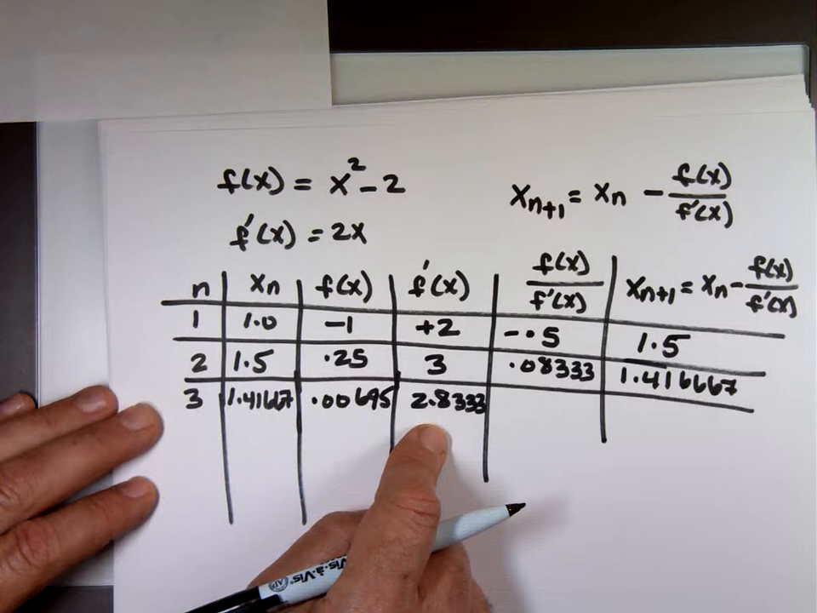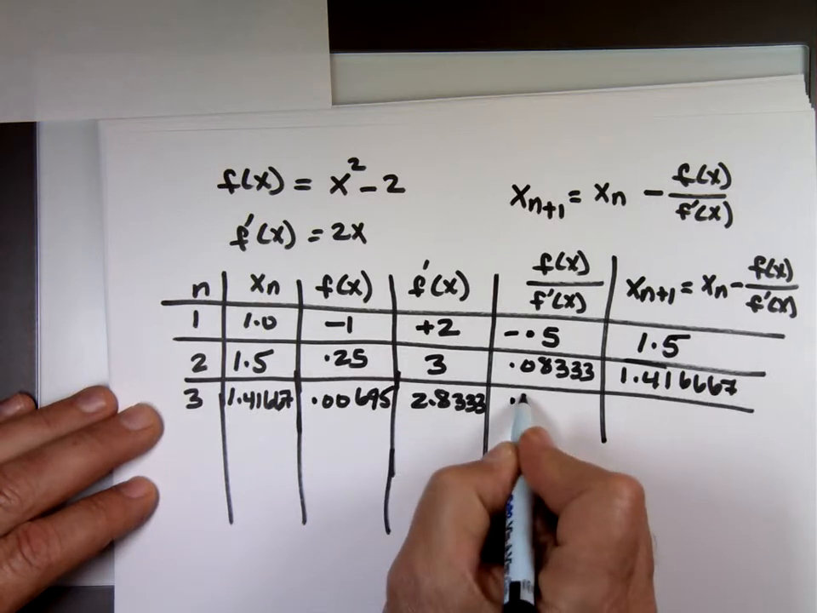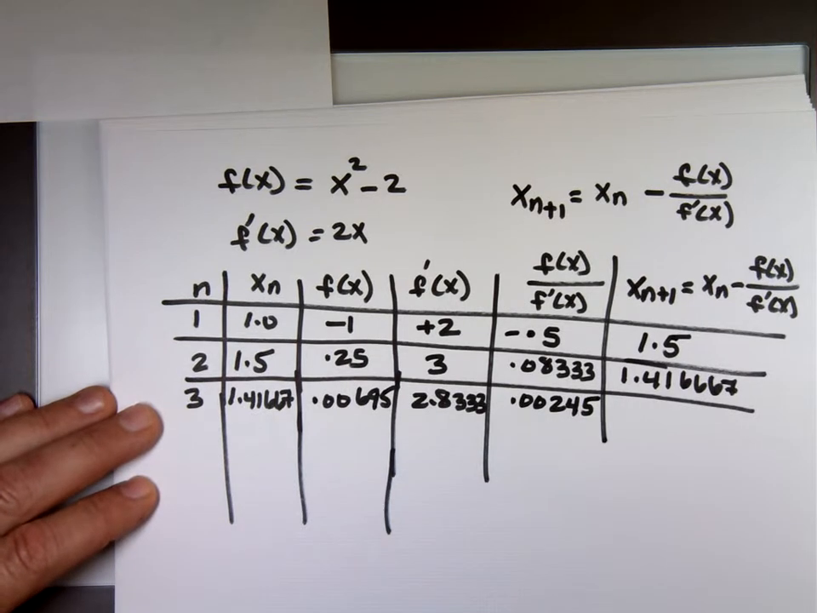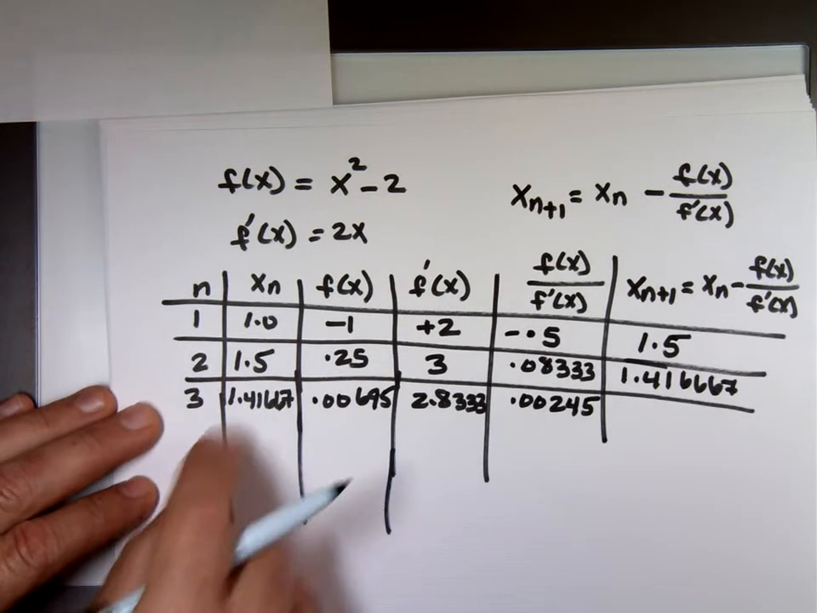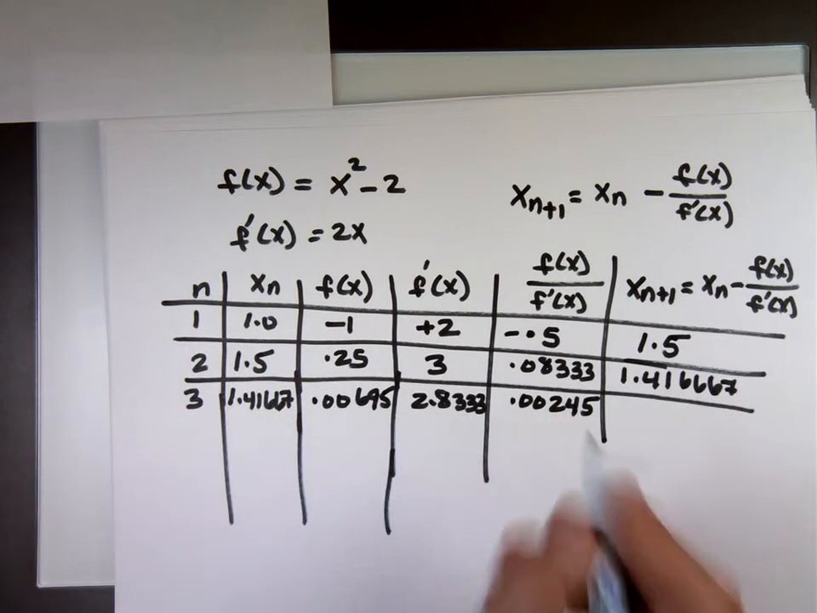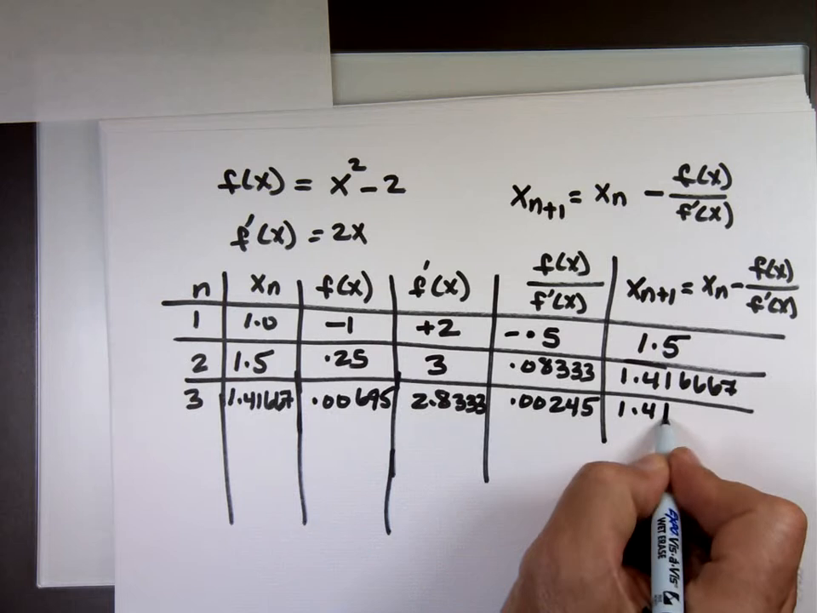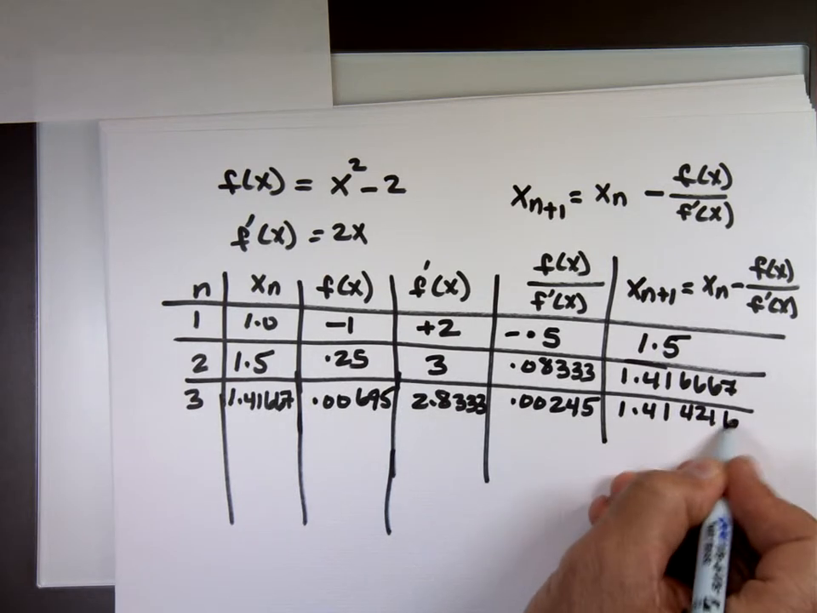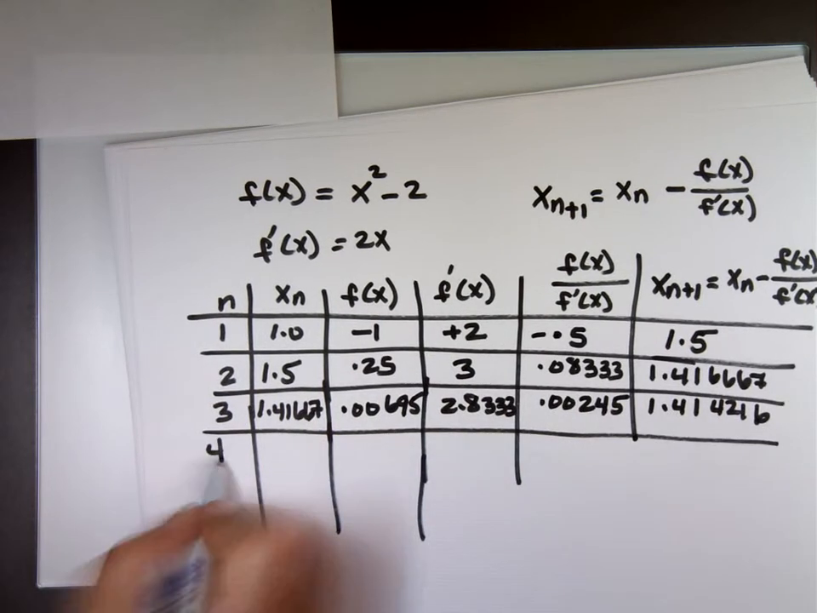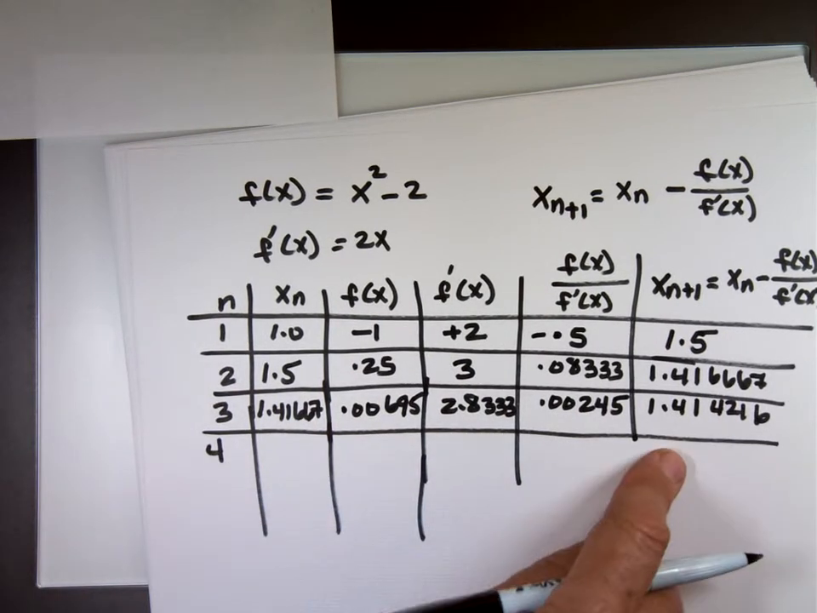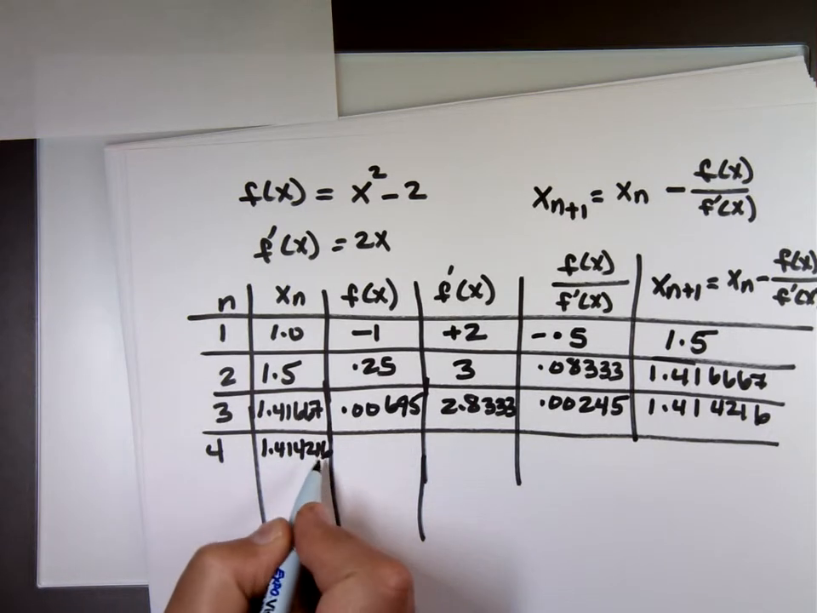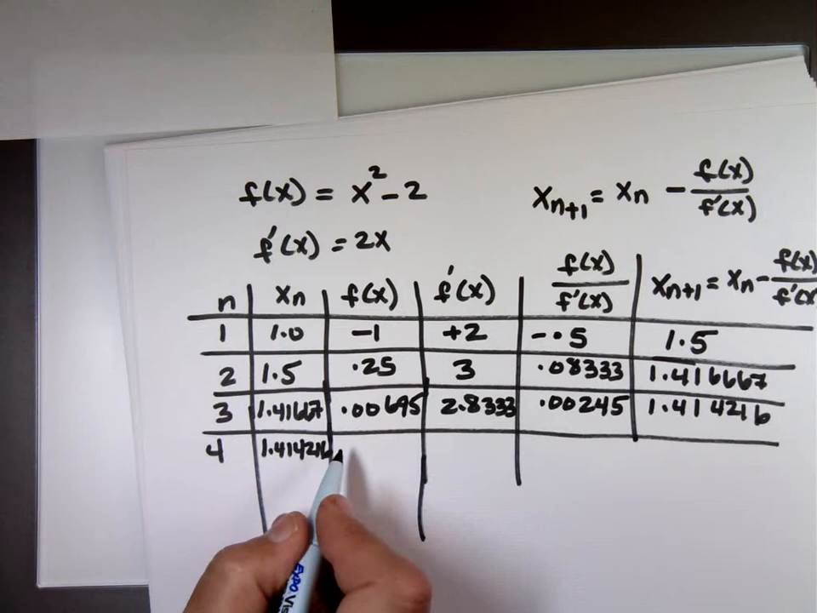Is that 0.002425? Guess what the next number is going to be? 1.416 minus that number, which is 1.414216. Let's try that number. 1.414216. Plug it in. What's the answer?